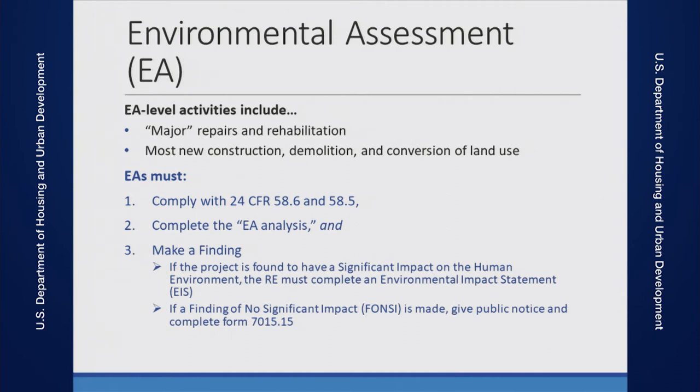EAs must comply with all the related laws and authorities listed in 58.5 and 58.6 and conduct a full NEPA analysis, which we call the EA factors and EA analysis at HUD. As with CEST reviews, EAs conclude with a finding. The responsible entity must determine whether the project will have a significant impact on the human environment. If not, that's a finding of no significant impact, or a FONSI, and the review can conclude thereafter giving public notice and submitting Form 7015-15 to HUD and receiving the Form 7015-16 in return.